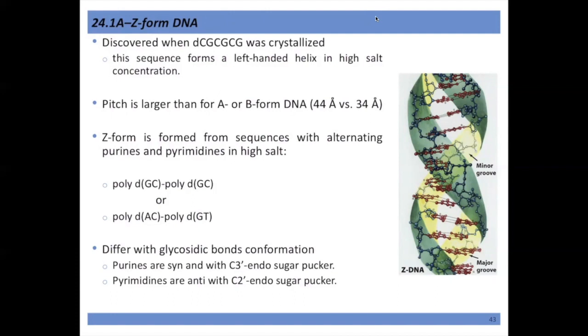And like I said, down here at the bottom, a lot of it has to do with the difference in sugar pucker. So again, just understand that there's a difference between A, B, and Z. Do know that Z is left-handed. Do know that it takes advantage of different sugar puckerings. Know that B-DNA is the most common, and how do we give rise to these different conformations? It comes down to the sugar puckering and the orientation of the purines and the pyrimidines.